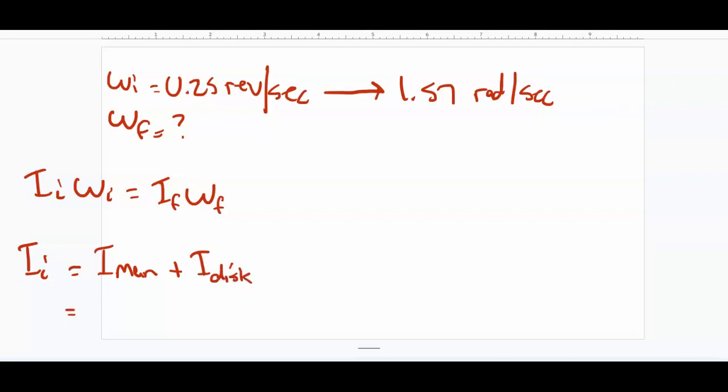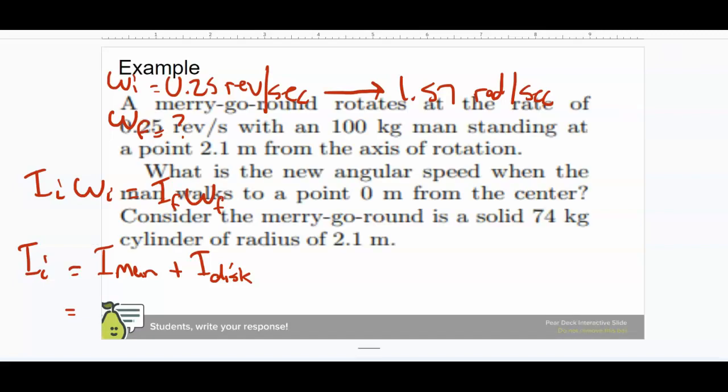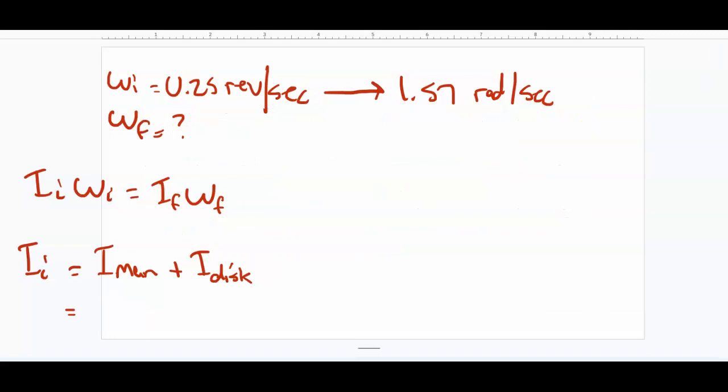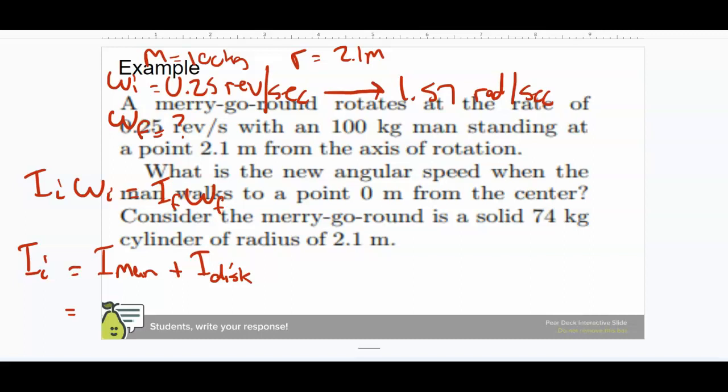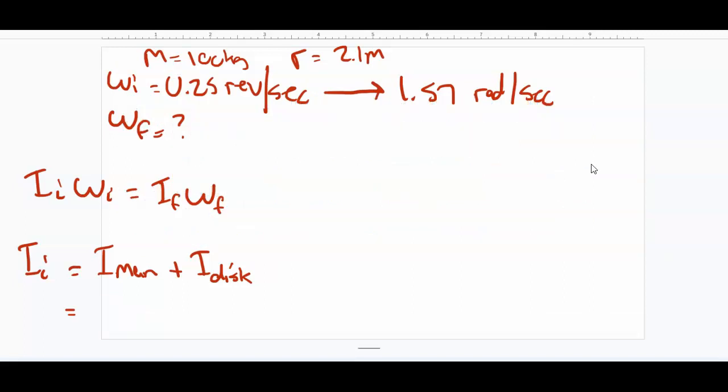Now the man, let me write down his information. He has a mass of 100 kilograms. He has an initial radius of 2.1 meters from the axis of rotation. Let me double check that. Yeah. And then he walks to a point 0 meters from the center. The merry-go-round, which is the disk, is a solid 74 kilograms with a radius of 2.1 meters. I'm going to write disk just because it's easier to write than merry-go-round. That's 74 kilograms, and the radius is 2.1 meters.